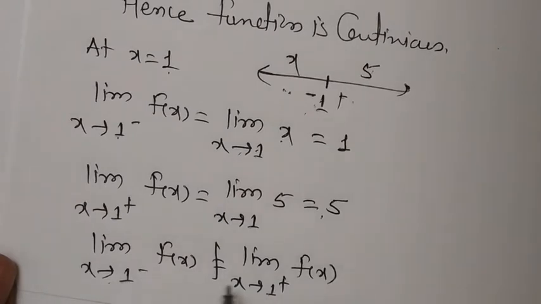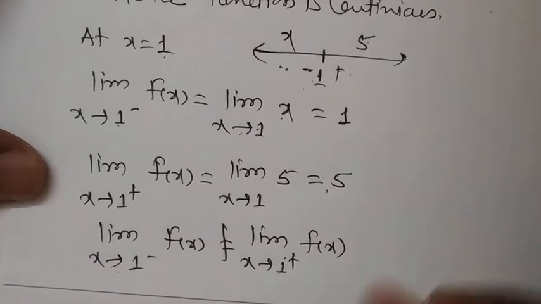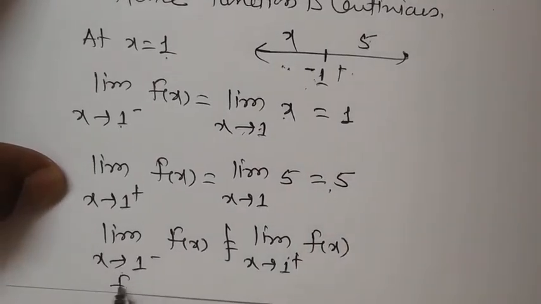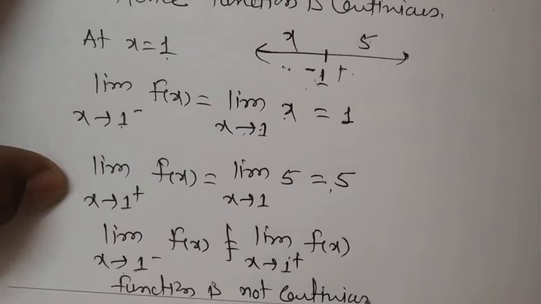And this condition is not satisfied, means what? The function is not continuous, or we say that the function is discontinuous. So we can write here: the function is not continuous at x equals 1.